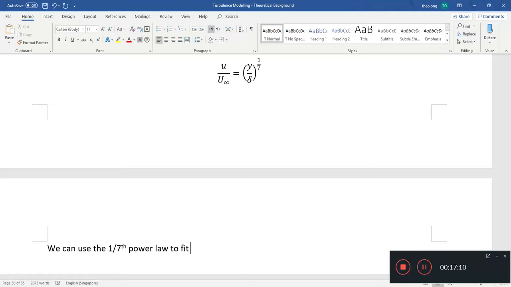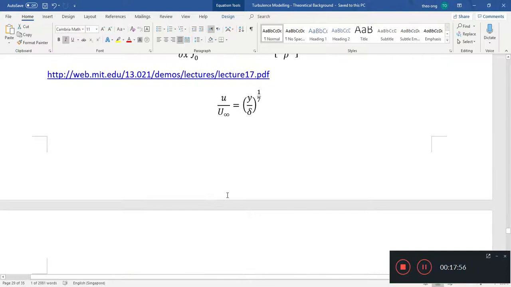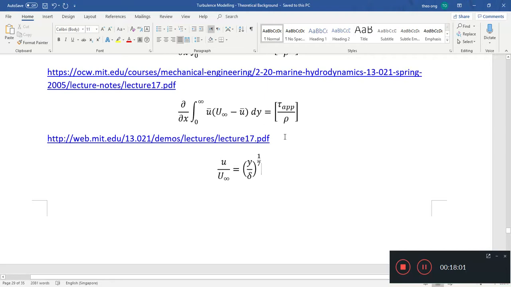What am I talking about? You see over here, for the flat plate case, we can use the logarithm of 10 to fit data of the friction factor against Reynolds number. It doesn't have to be log 10 per se. There's nothing from first principles that dictates you have to use a log 10. You can use a log 7 if you want, or a natural logarithm. It doesn't really matter. You'll just change the numbers because it's empirical. Likewise, the 1/7th power law is an empirical fit. There is no theoretical basis behind it. As long as you fit it to experimental data, it is usually fine.